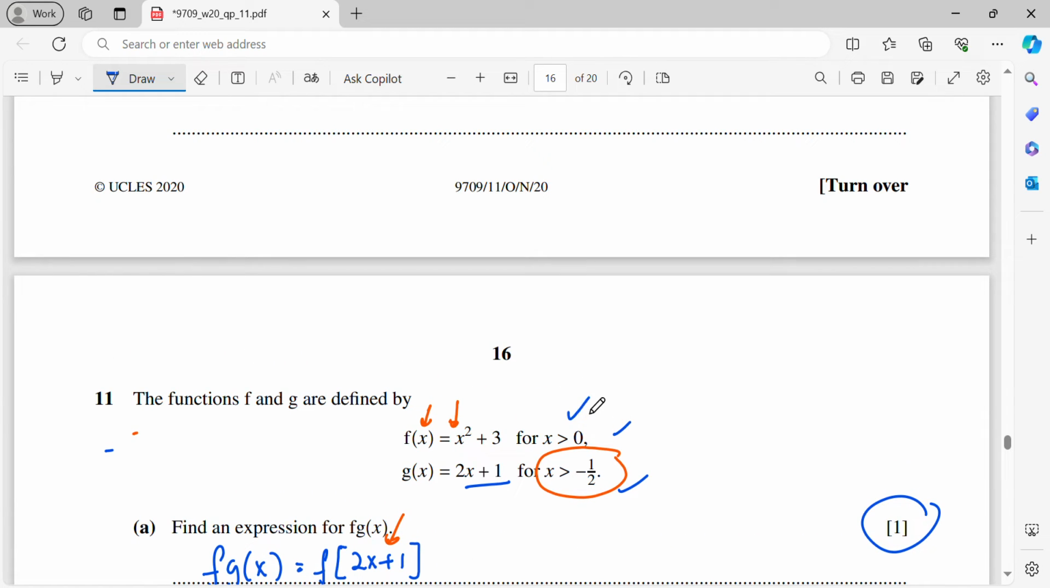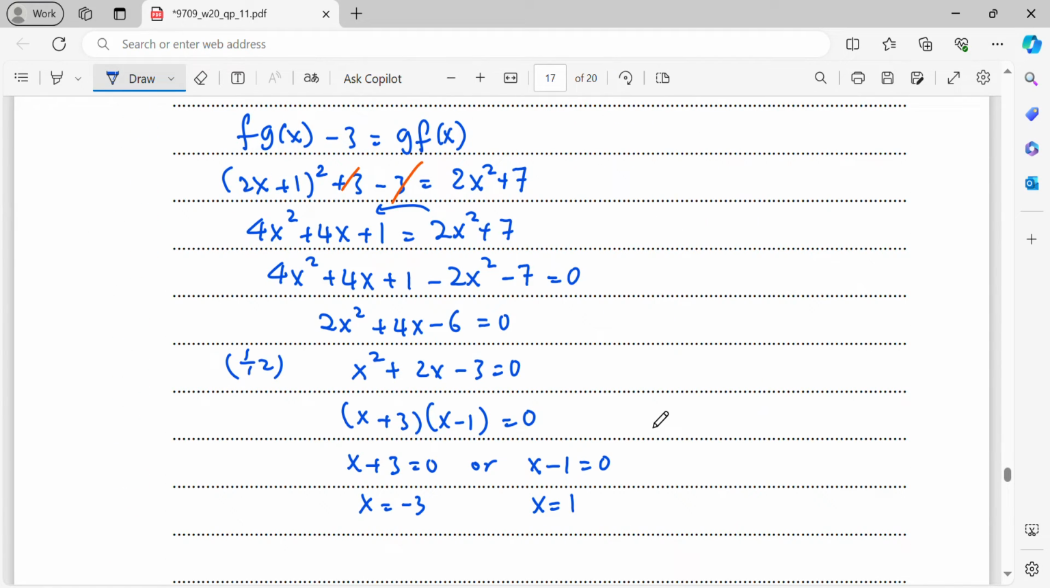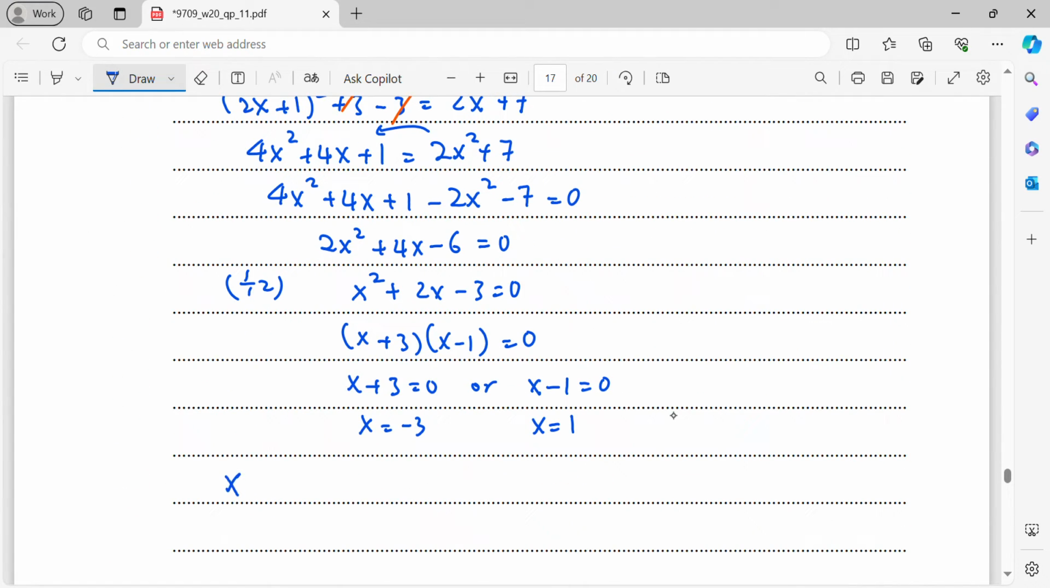Domain of f is x greater than 0. Domain of g is x greater than minus half. So x must be more than minus half and more than 0. Therefore, your x is 1. Okay, so that's the solution of this question.